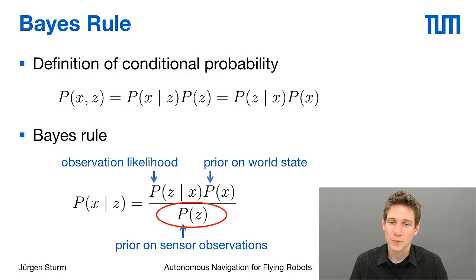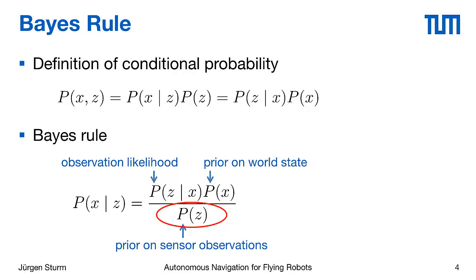And depending on your sensor, this might be unknown, so it's unclear how often you actually see a white pixel for a camera, or how often you make a certain distance measurement with an ultrasound sensor. That pretty much also depends on your environment around you, and so it's a bit complicated to find this term.